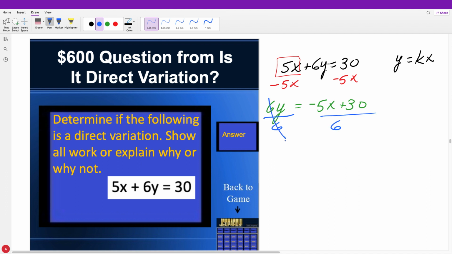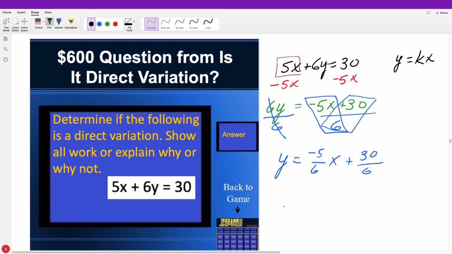Now the thing is, when we divide the right-hand side by 6, it actually creates 2 different fractions. We need to divide and separate them and think about negative 5 over 6 x plus 30 over 6. And then we can reduce: this negative 5 over 6 can't change, but this 30 over 6 reduces to 5. So you see we have a plus 5 at the end here, and when we're doing direct variation, it needs to be just a number being multiplied to a variable x with nothing else being added or subtracted. So this is no, it is not a direct variation.